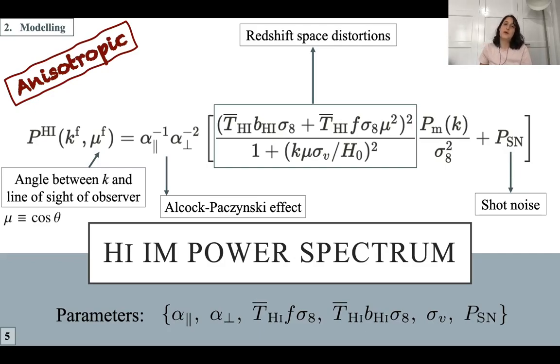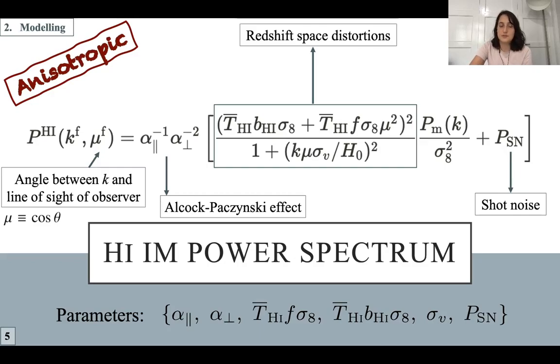RSDs come about because we're measuring fluctuations in redshift space, but objects have peculiar motion, which means that the observed position of them gets distorted along the line of sight because of Doppler effects. But RSDs are important because modeling them allows us to probe interesting cosmological parameters such as f, which is the growth rate of structure. And we also have other effects such as the Alcock-Paczynski effect, or AP effect.